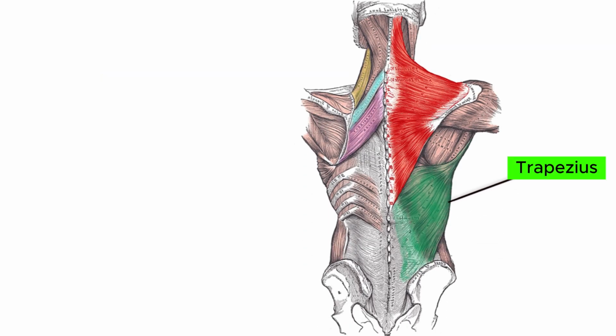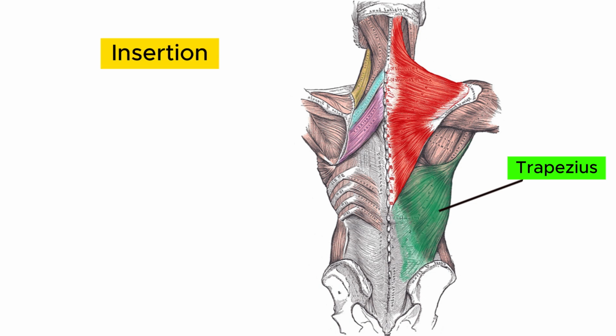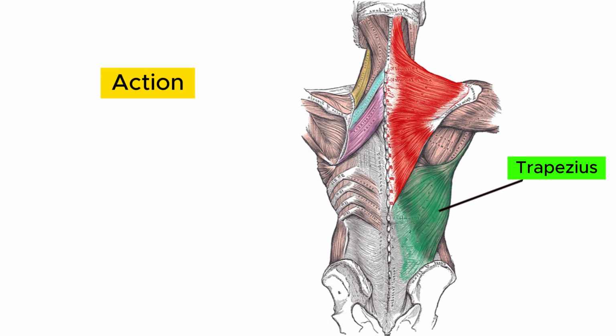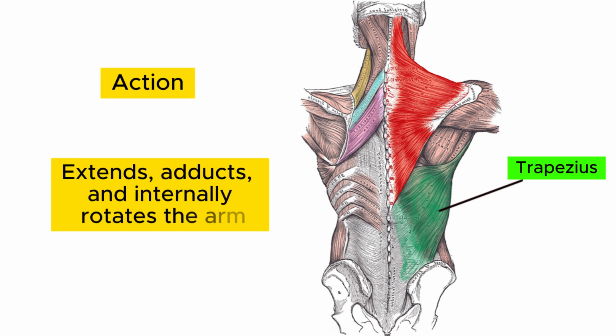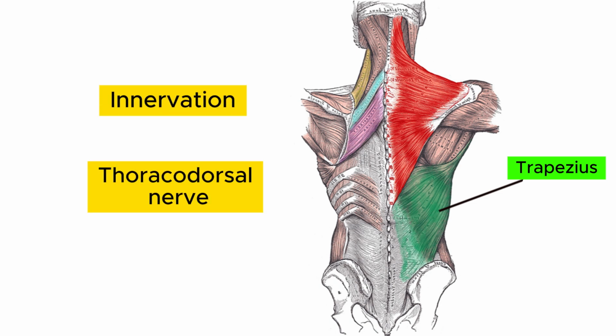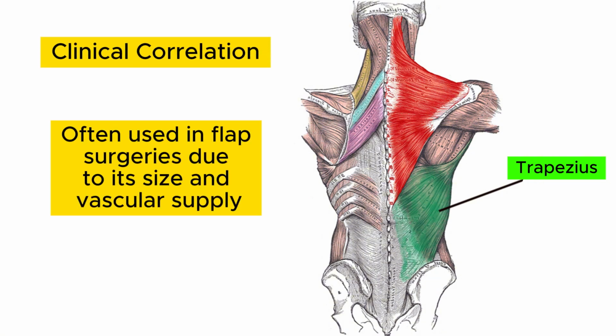Second one is latissimus dorsi. Its origin is spinous processes of T7 to L5, thoracolumbar fascia, iliac crest, and ribs 9 to 12. Insertion: intertubercular sulcus of the humerus. Action: extends, adducts, and internally rotates the arm. Innervation: thoracodorsal nerve. Clinical correlation: often used in flap surgeries due to its size and vascular supply.